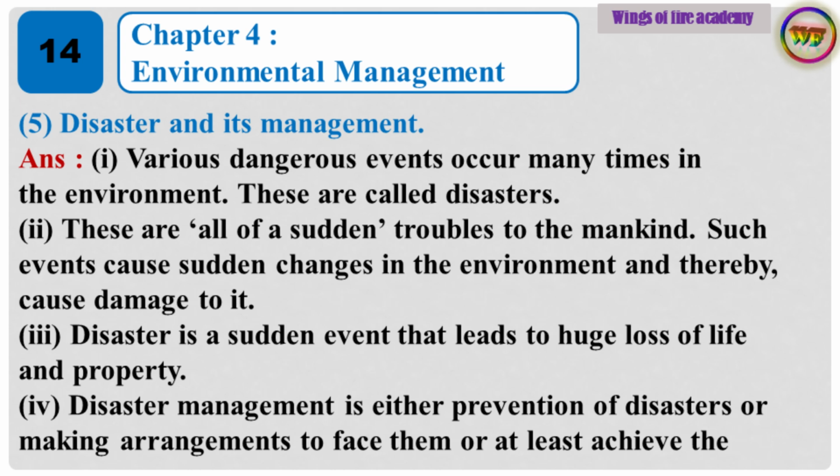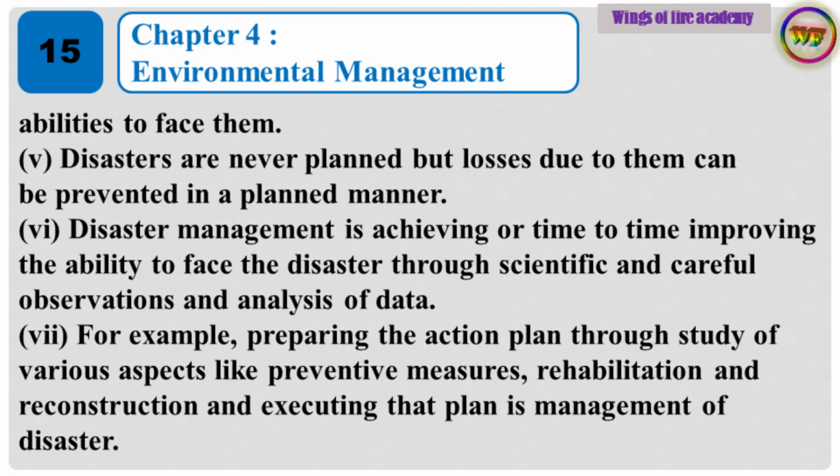Point 4. Disaster management is either prevention of disasters or making arrangements to face them or at least achieve the abilities to face them. Point 5. Disasters are never planned, but losses due to them can be prevented in a planned manner. Point 6. Disaster management is achieving or, from time to time, improving the ability to face the disaster through scientific and careful observations and analysis of data.